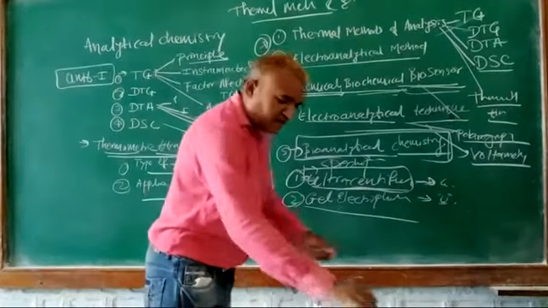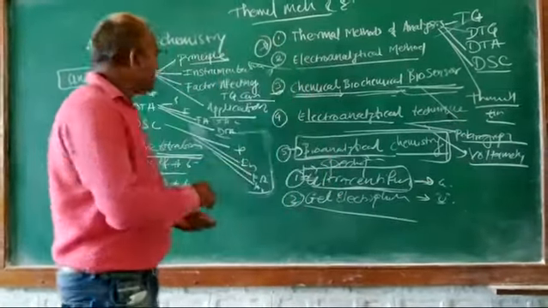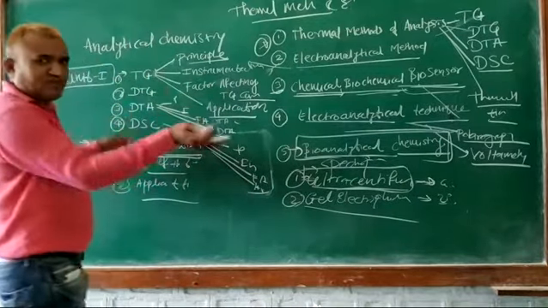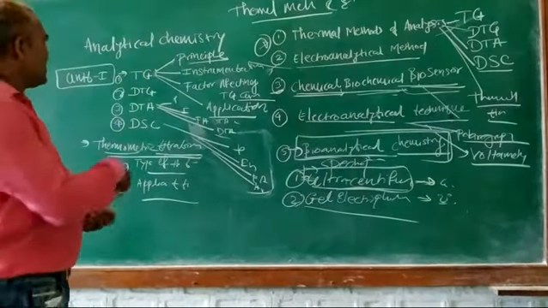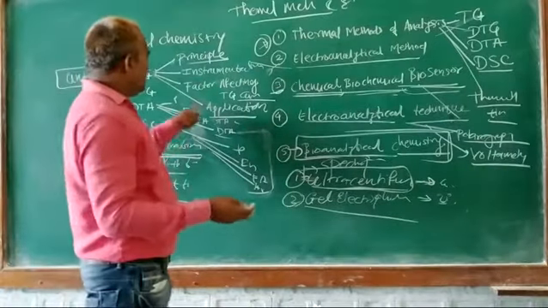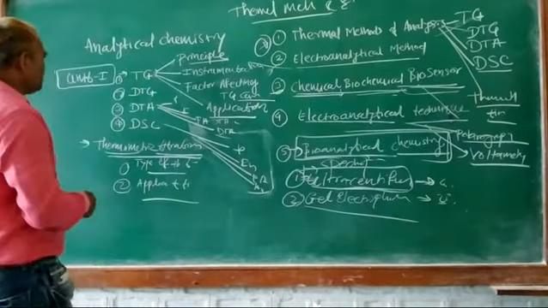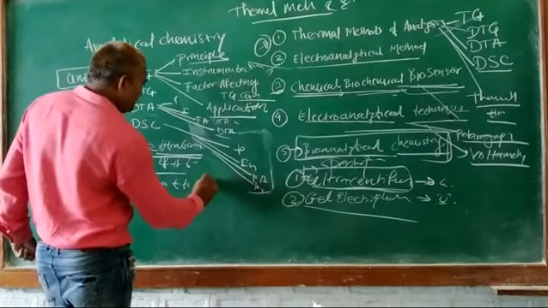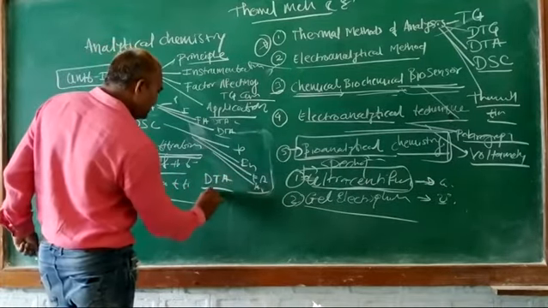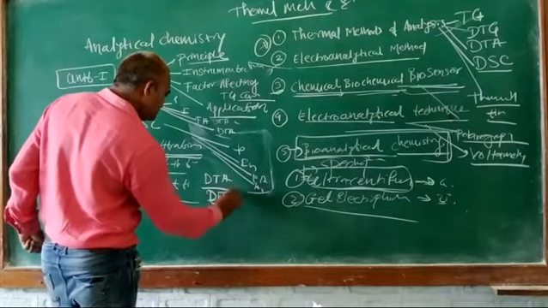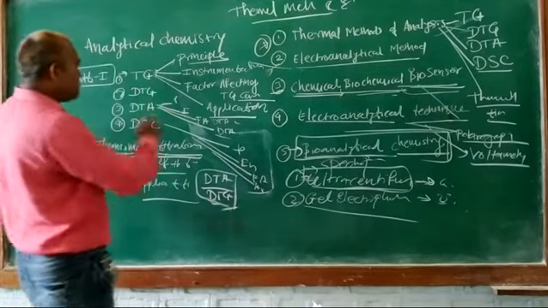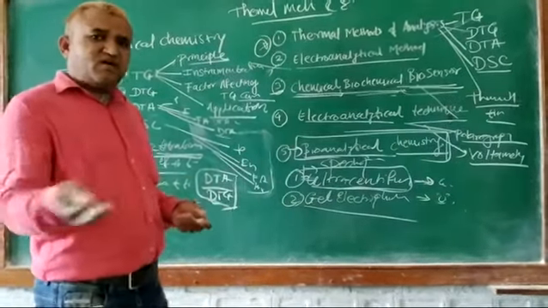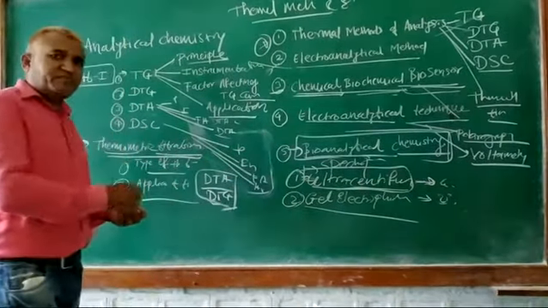The university also asks questions like: principles of TG and instrumentation of TG. The second question asks about factors affecting the TG curve and applications of TG. The next question asked is the difference between DTA and DTG, application of DTA, application of DSC, or instrumentation and principle of DSC.